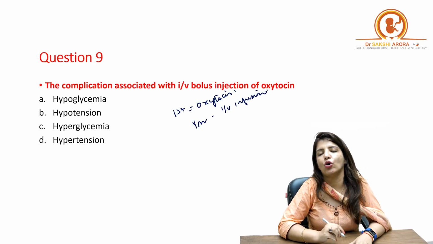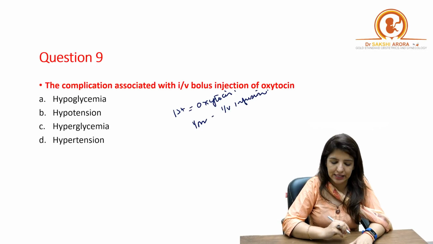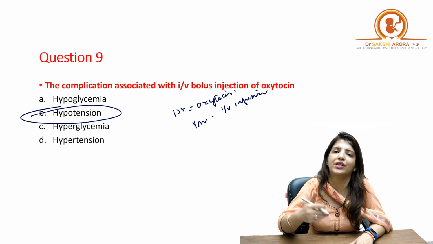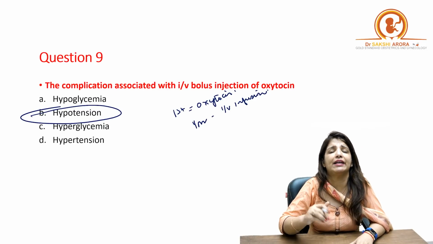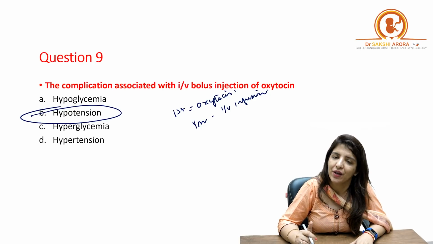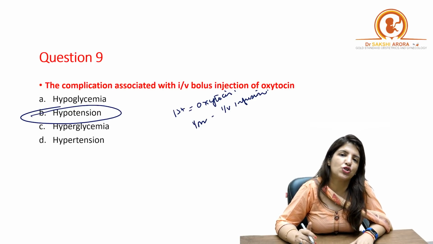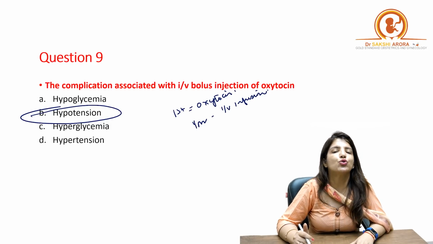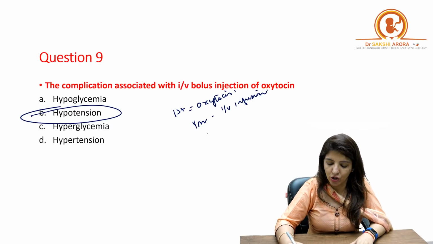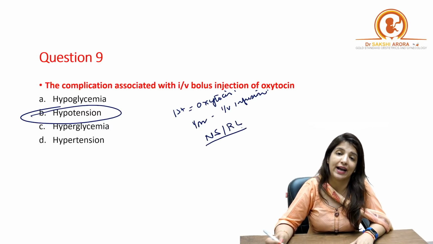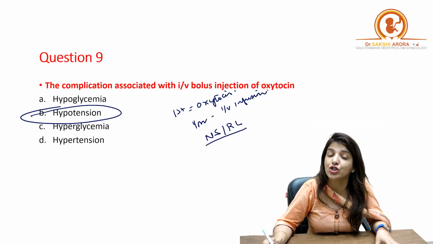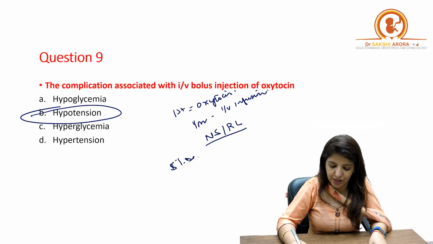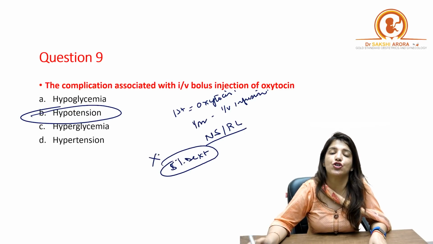You should never give oxytocin as IV bolus because it leads to hypotension. Initially, it will lead to hypotension in the mother, then there will be tachycardia, and later on it can lead to cardiac arrest, right? Another very important point which you have to remember whenever you are giving oxytocin as IV infusion is you should always give oxytocin in normal saline or ringer lactate, that is in electrolyte rich media. You should never give oxytocin in 5% dextrose, that is electrolyte deficient media.